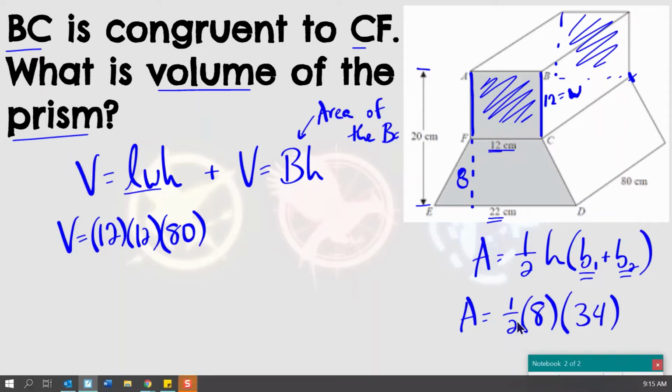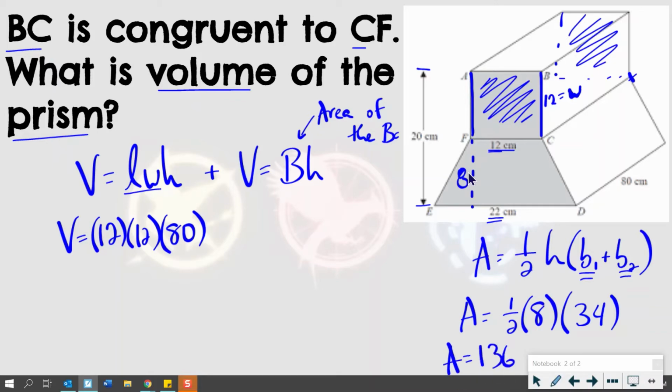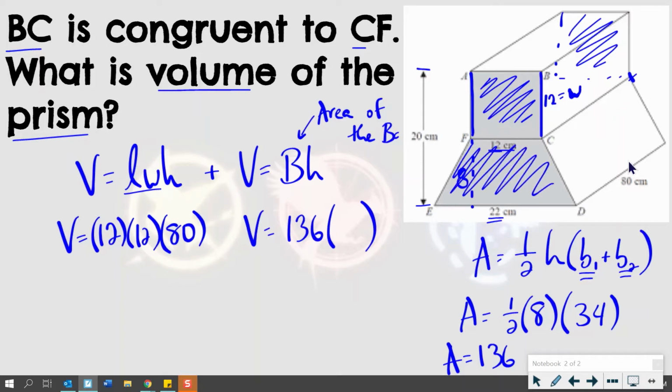So now I'm just going to multiply those together. 1/2 times 8 is 4, times 34 is 136. So the area of this base, that capital B, is 136. The height of the prism is always the distance in between the two bases. So we have a trapezoid in the front, there's a trapezoid in the back. The distance between those is 80. We're going to multiply 136 times 80 and find that the volume of the trapezoidal prism is 10,880.